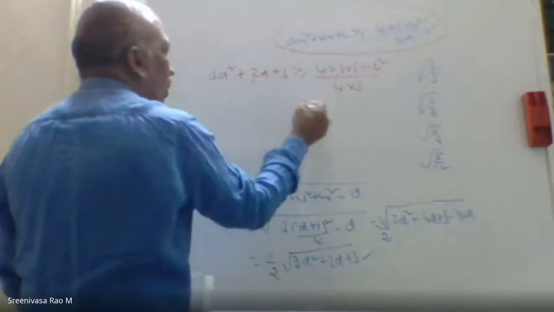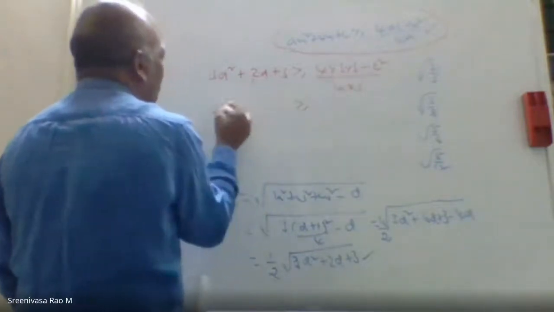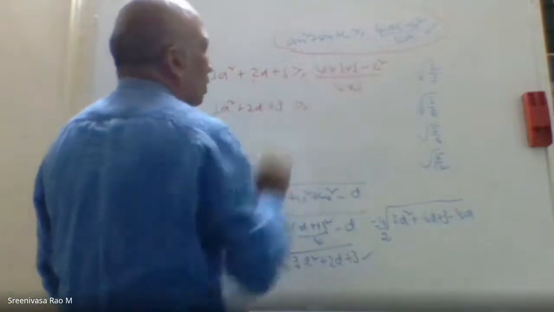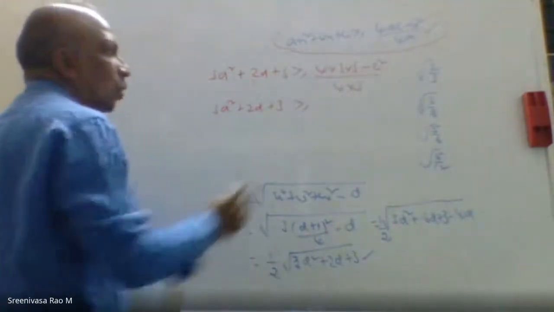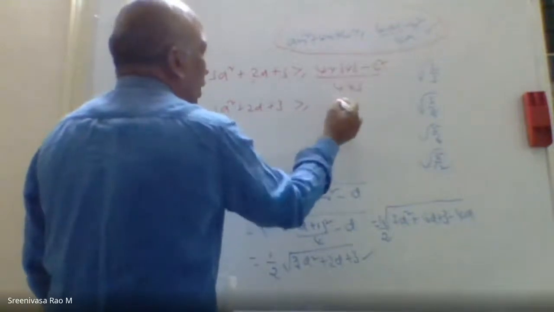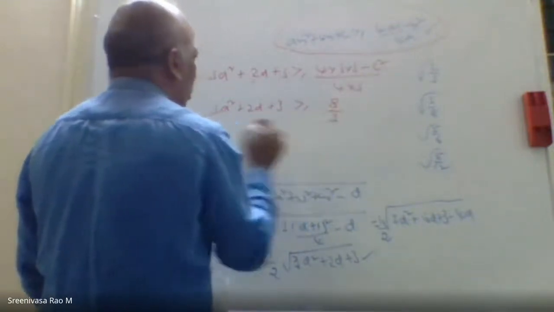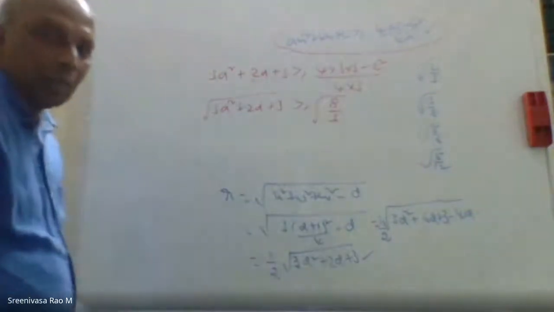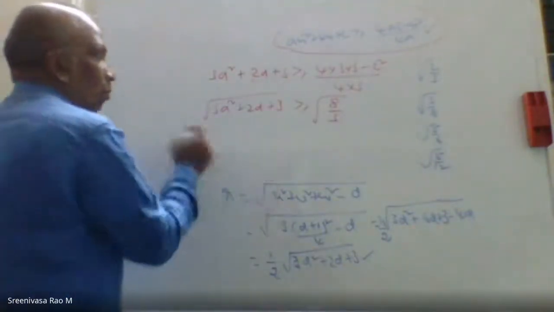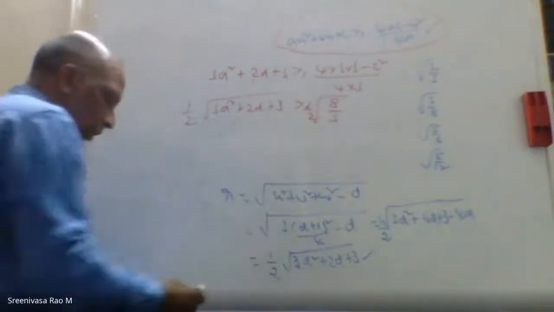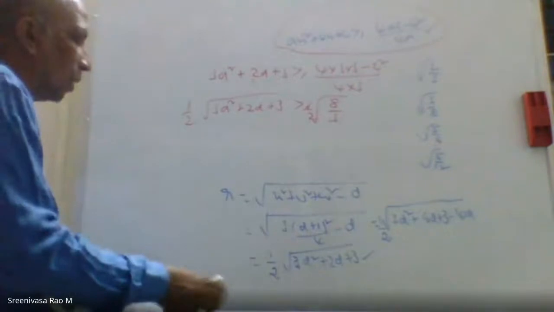So 3d square plus 2d plus 3 is greater than or equal to, if I simplify this, I can take 4 common, and it comes 8 by 3. But this is the root of 8 by 3, right? But I want 1 by 2, so I should multiply both the sides by 1 by 2. So if I multiply, this will become r.